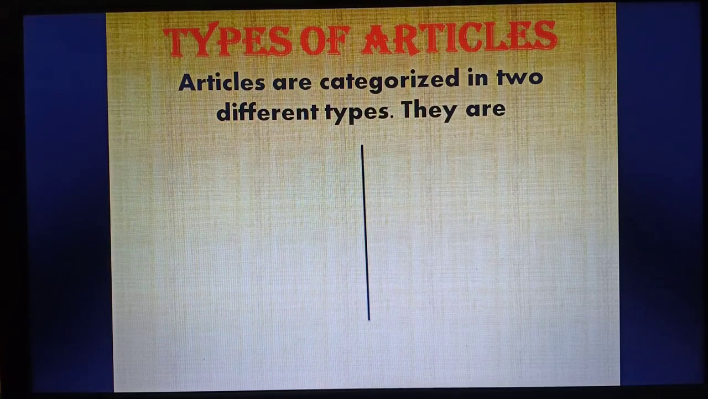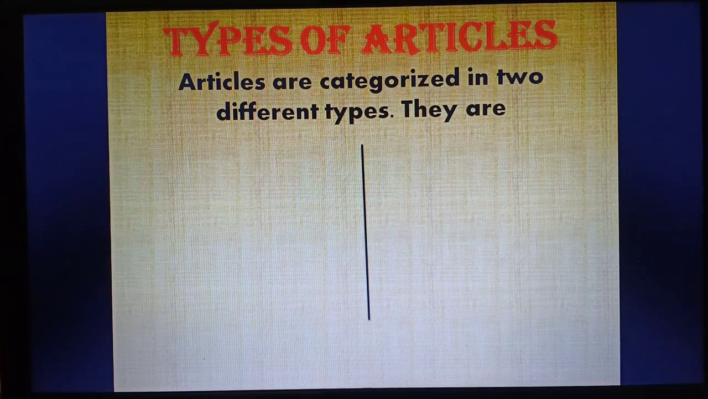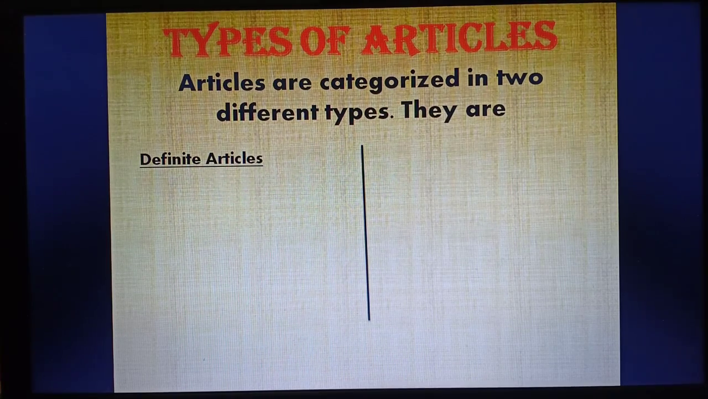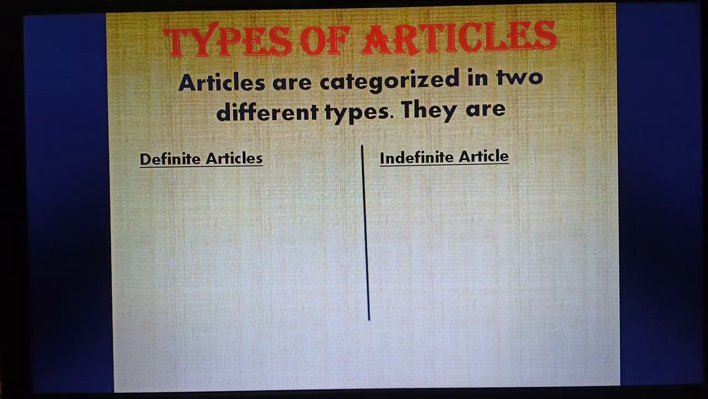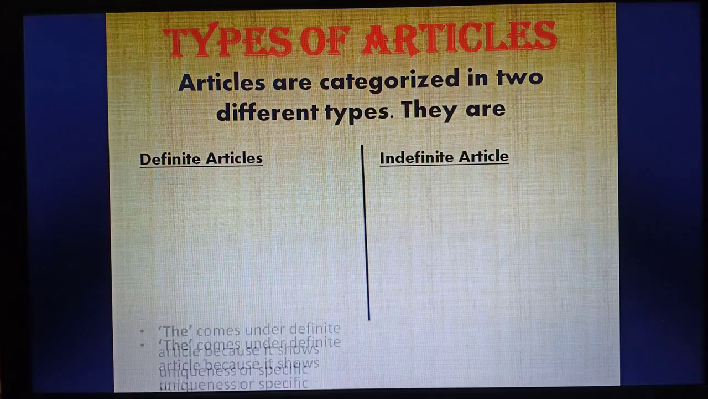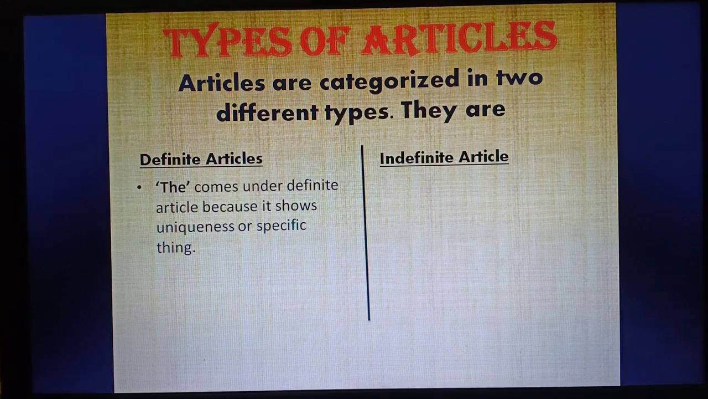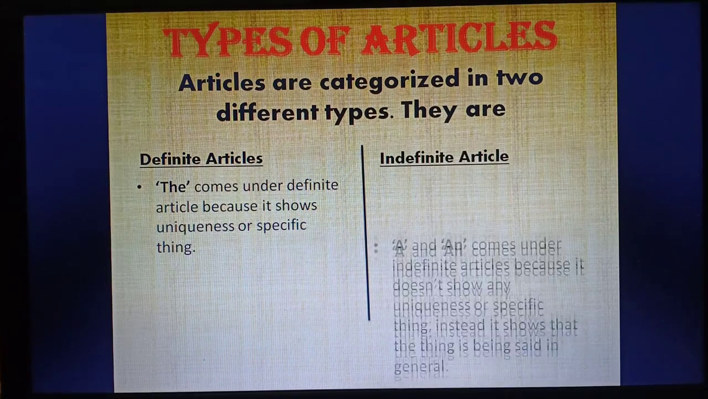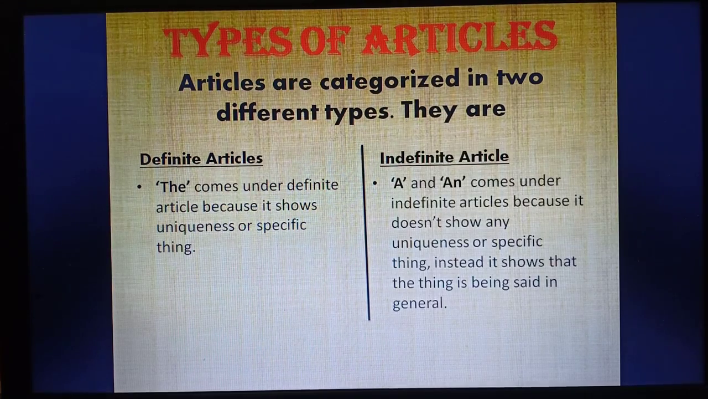Types of articles. Articles are categorized in two different types. They are definite articles and indefinite articles. The comes under definite article because it shows uniqueness or a specific thing. A and an come under indefinite articles because they don't show any uniqueness or specific thing. Instead, it shows that the thing is being said in general.